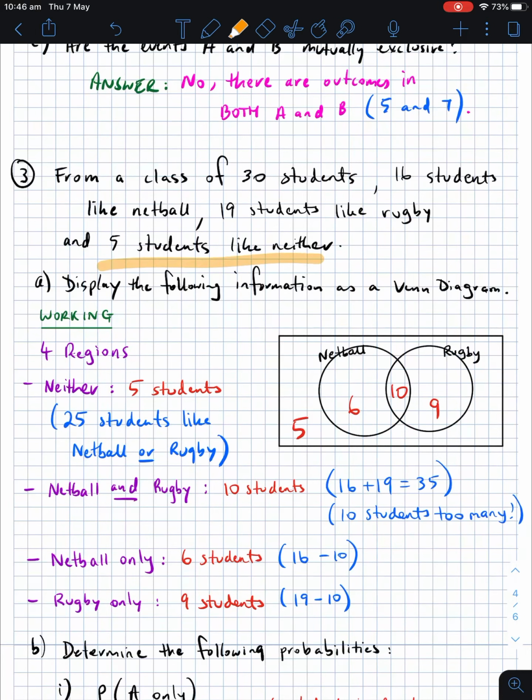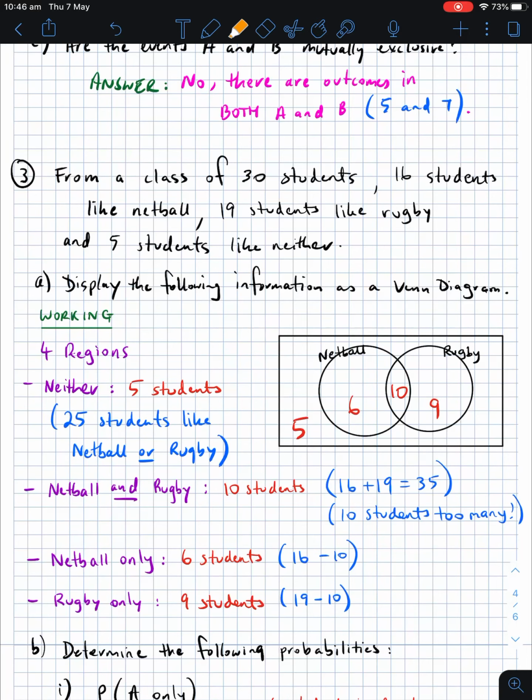And then there's 5 students that like neither. So that means we can straight away put this 5 into our outside region. So that's where you want to start. So start with the neither region. 5 students in there. Now, because there's 5 students out here, that means that there must be 25 students that like netball or rugby. So 6, 10, 9, that adds up to 25. The way that I got 25 was that I knew that there was 30 students altogether. So I took away these 5 students, and I got that 25 students must be inside the circles.